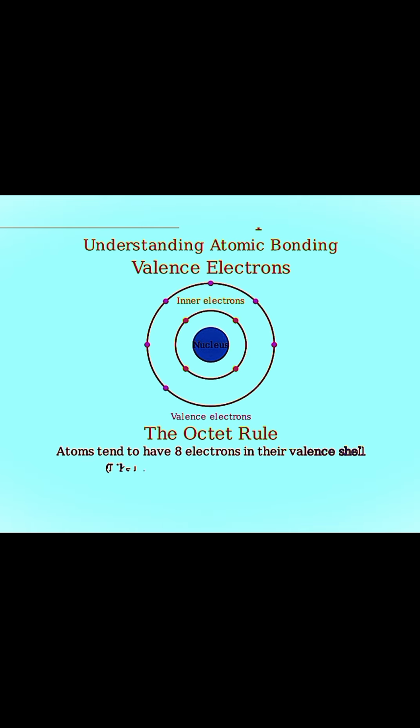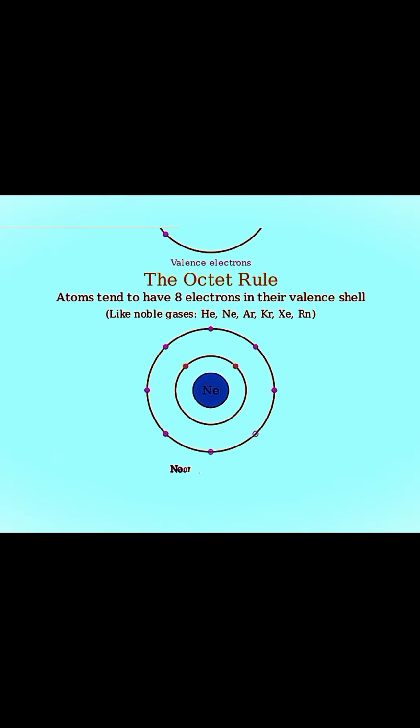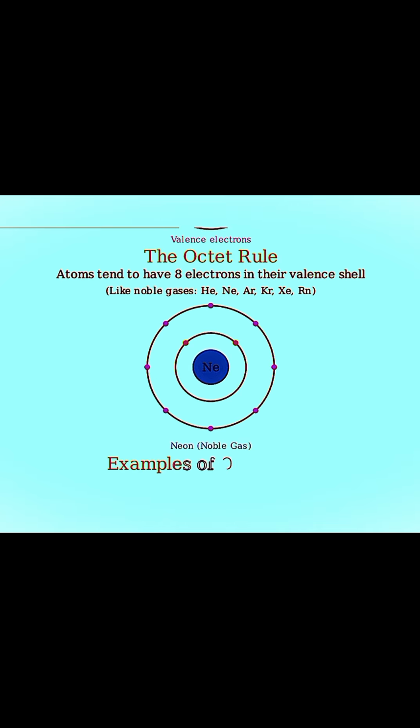The octet rule states that atoms tend to gain, lose, or share electrons to achieve a full outer shell of 8 valence electrons, which is the same electron configuration as the nearest noble gas. This configuration makes the atom stable. Let's look at examples of elements that follow the octet rule.